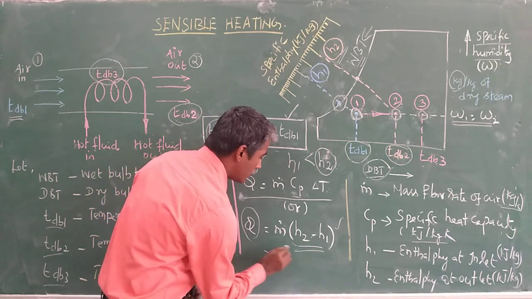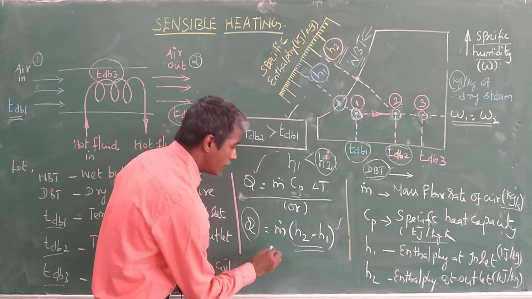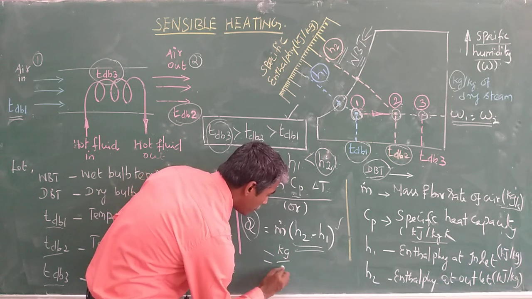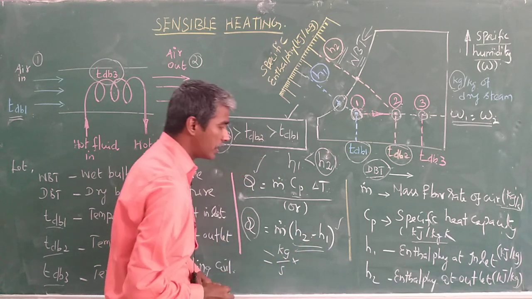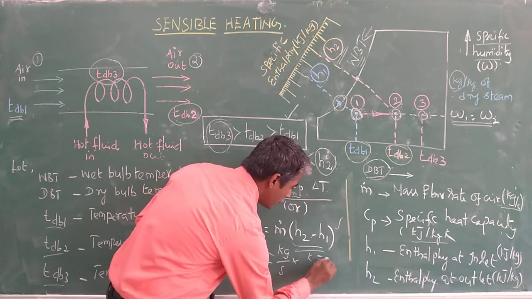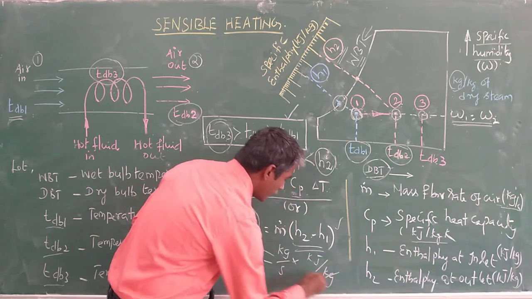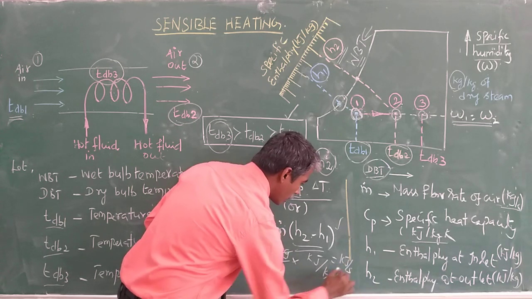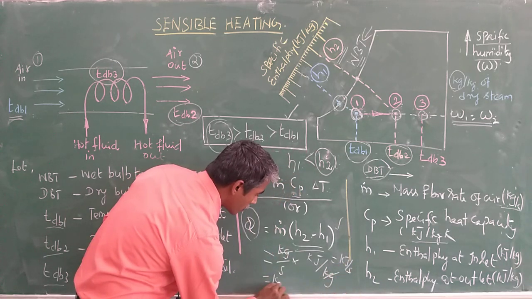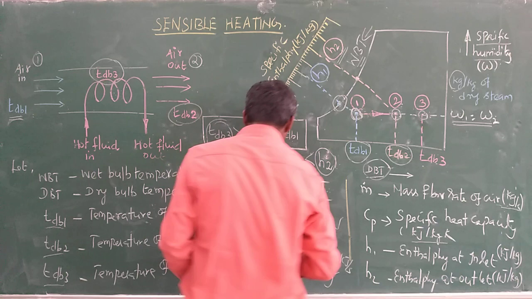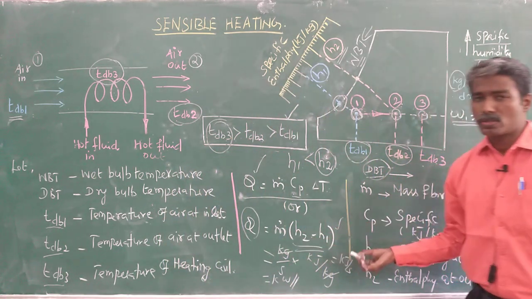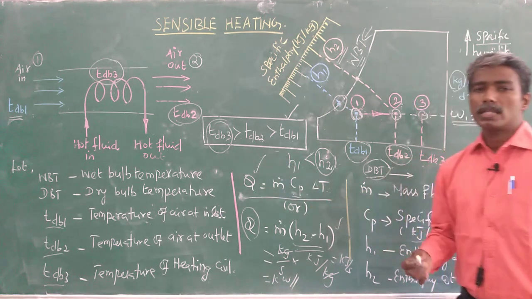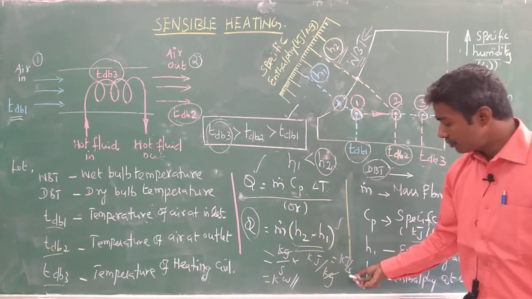Let us check whether we are getting the correct unit for heat content. The mass flow rate is in kg per second and the enthalpy value is in kilojoule per kg. So kg gets cancelled out, leaving kilojoule per second, and kilojoule per second gives you kilowatts. So the substitution is correct to obtain the sensible heat added.